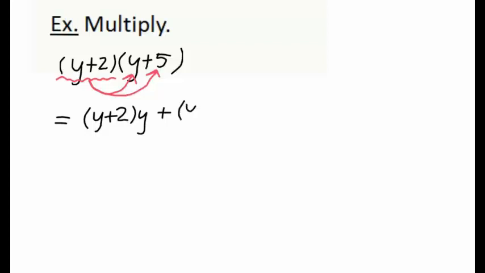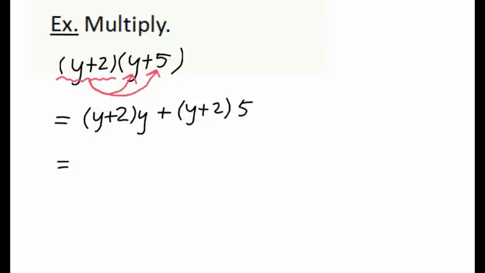Let's work through an example where we are multiplying a binomial by another binomial. Now what I showed you on our first slide was that we can take this first binomial, y plus 2, and we can distribute it to both of the terms in the second binomial. So this might look something like this. y plus 2, we'll distribute that to y. We keep our sign, which is the plus sign. And then we distribute the y plus 2 to the number 5.